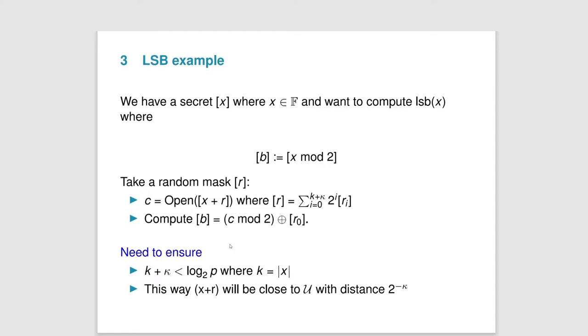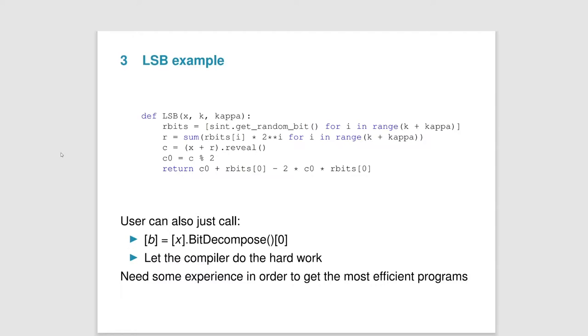So to do that, we have to make sure that X is bounded by 2 to the K, and then we have to take R to be K plus kappa bits long. This way, we make sure that X plus R is close enough to uniformly random. So that's the noise drowning technique that I described in the previous slide. Okay, let's see how you'd code this in MAMBA.